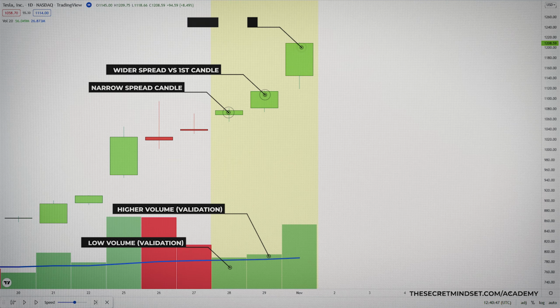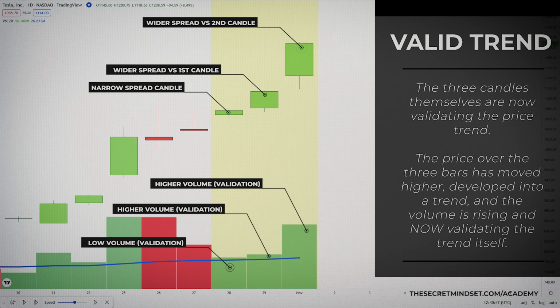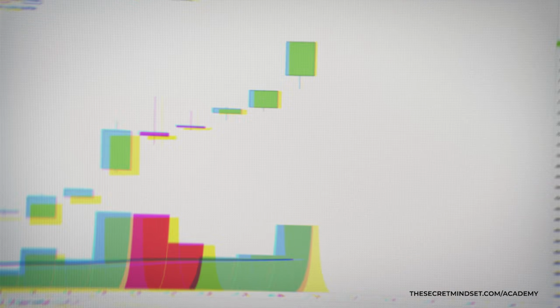By the time the third candle starts to form and closes with a spread which is wider than both the first and the second, we should expect a high volume bar, which reflects Wyckoff's third law of effort versus result. Once again, the price action on the candle has been validated by the volume. The three candles themselves are now validating the price trend. The price over the three bars has moved higher, developed into a trend, and the volume is rising and now validating the trend itself.